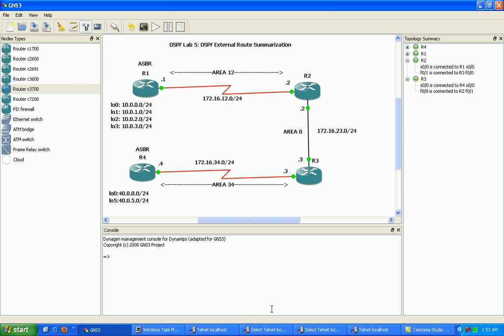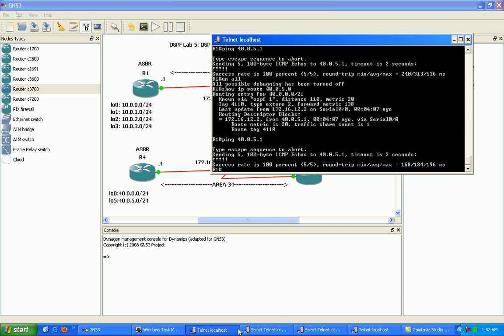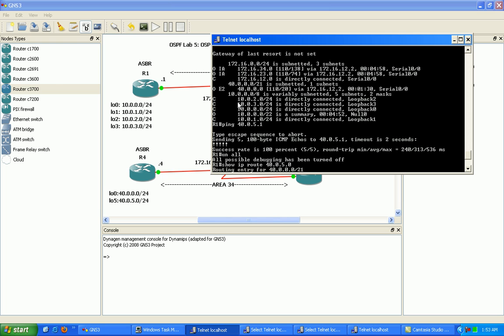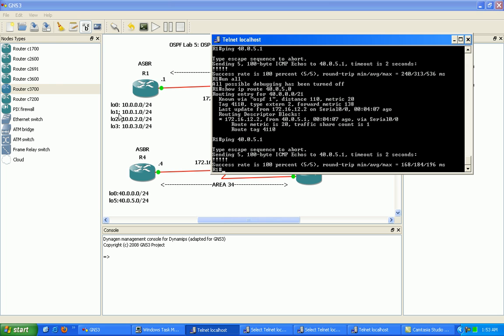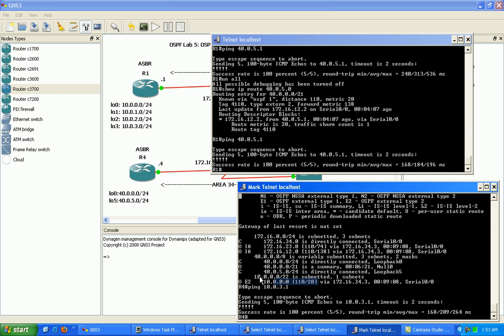So again, that's pretty much it. What we saw on router 1 and 4 is that we saw that any of the more specific routes were suppressed. So in this case, router 4 only saw the 10.0.0.0 network /22, so it only saw that, and all the more specific routes were suppressed.